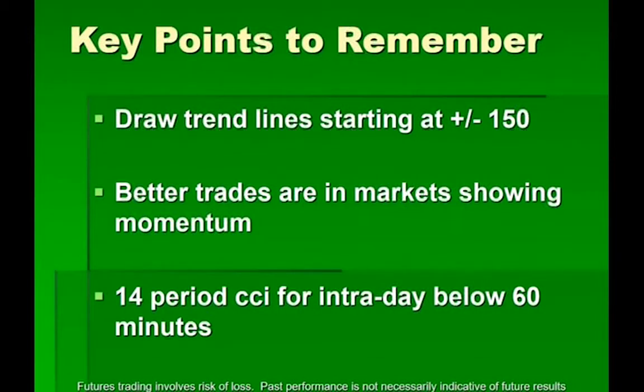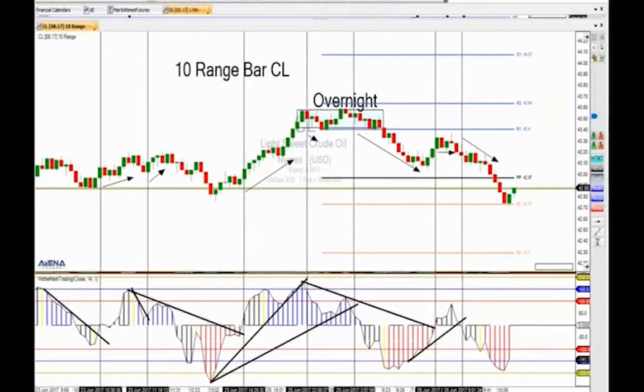So the key point to remember: draw your trend line starting at 150 or minus 150. Better trades are in markets showing momentum. Use the 14 CCI for intraday below 60 minutes. Okay, here we go. This is the 10 range bar chart for crude. All I want to show you is the diagonal trendline break. Up we go. Here's a diagonal trendline break. Up we go.